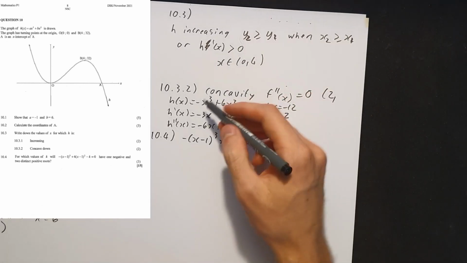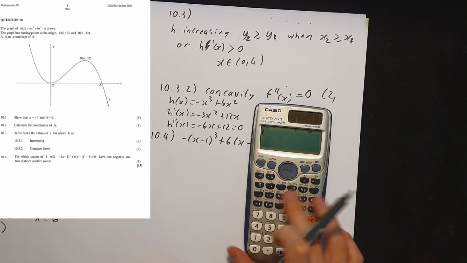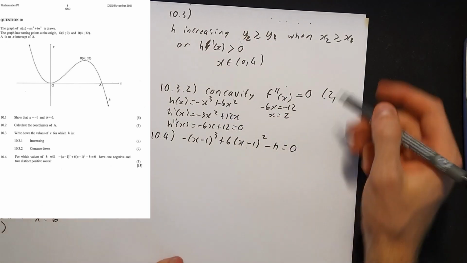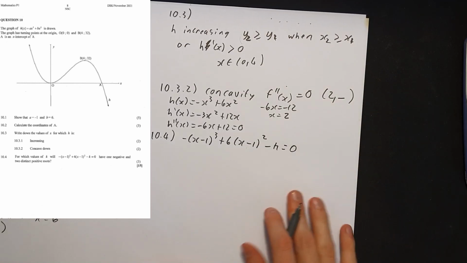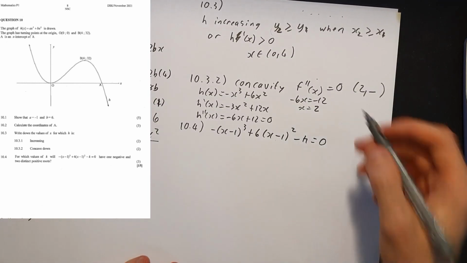Now we substitute 2 into our equation over here. Actually, we don't need to find the y value. Why? Because we're looking for the x values, so that's not actually relevant at this point in time. So let's look at concave down.